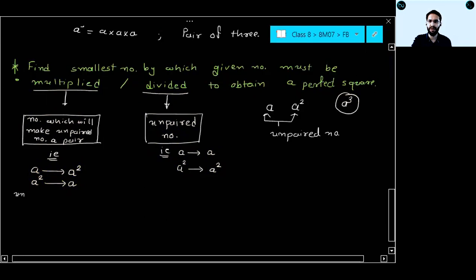This is your unpaired number and this is your answer. Let me show you a few examples, then you can get a clear idea. This is your answer. Just remember this, right? You need to remember this table. Okay.